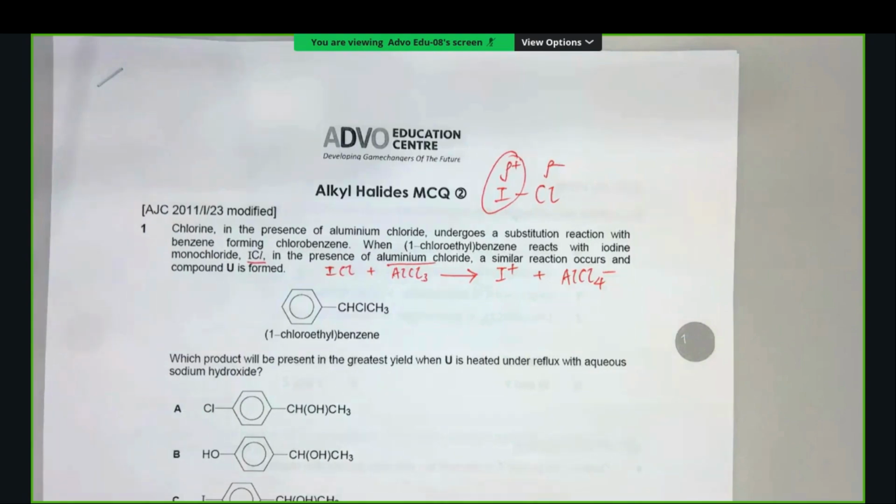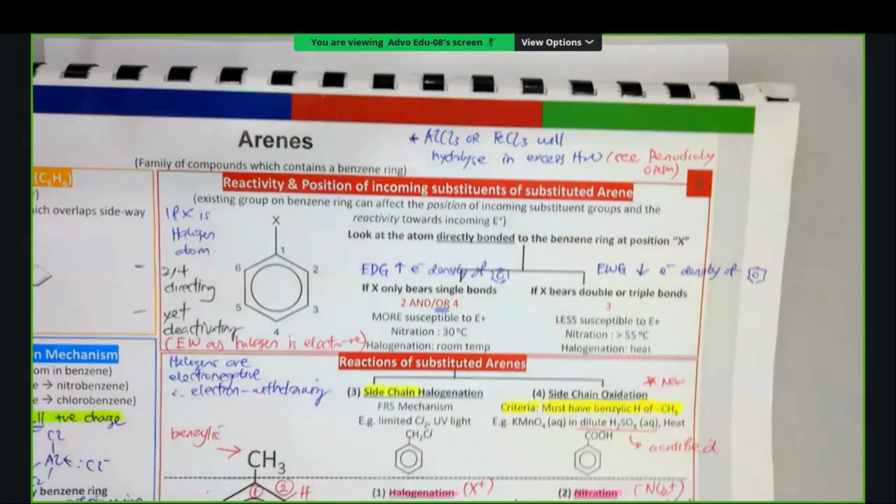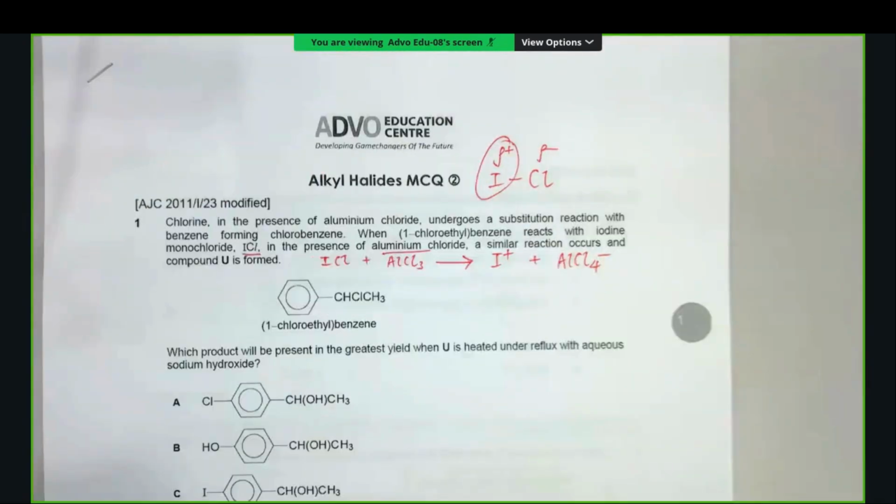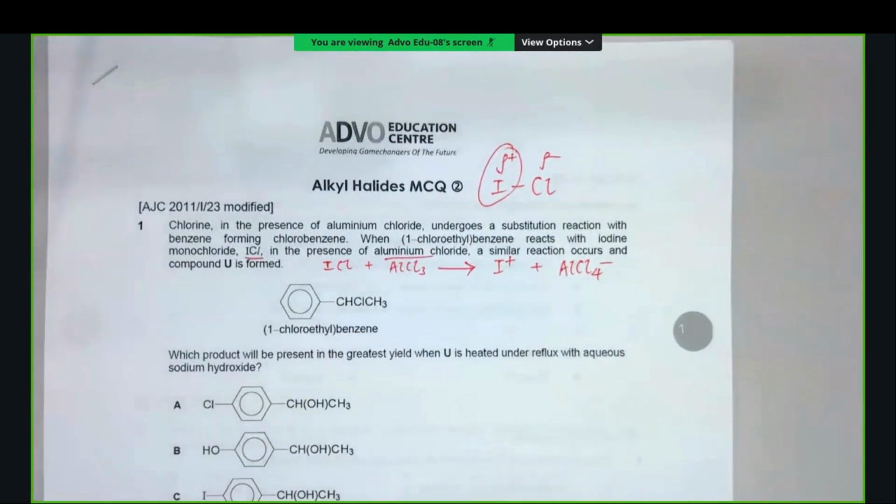Look at this. Do you think it's 2,4-directing or 3-directing? Just go back to your arenes topic again. How do you tell? Look at your pre-existing group. If your pre-existing group contains only single bonds, it should be 2,4-directing. If you have double or multiple bonds, it should be 3-directing. So you go back to the question here, it's all single bonds. Therefore your electrophile here is attached to either the second position or the fourth position. Am I right?